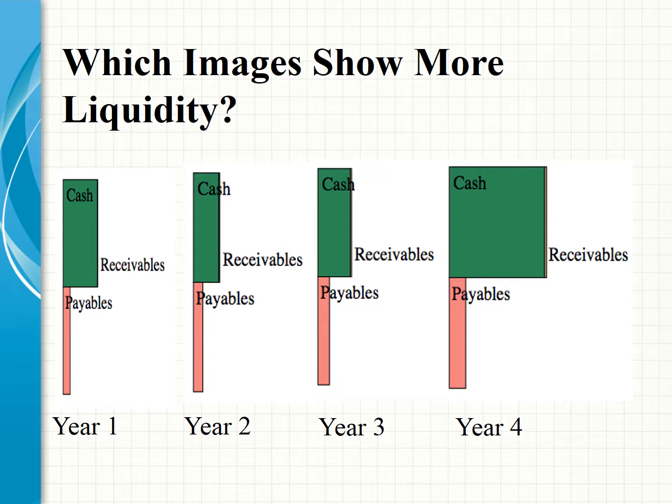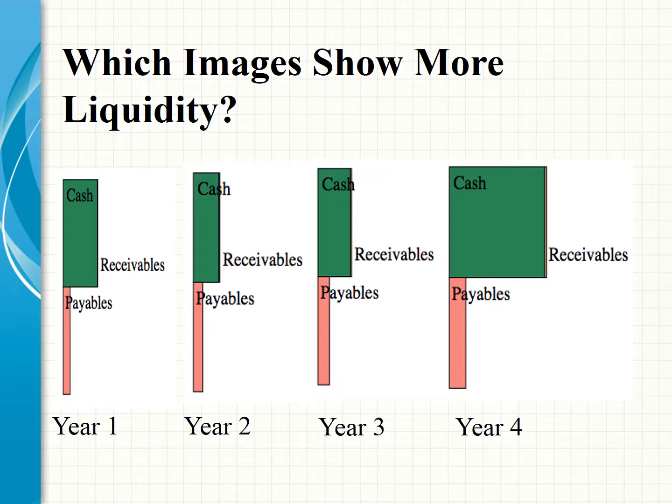Which images show more liquidity? This image here summarizes a business's assets and liabilities. If users want to know whether a business has enough cash, total assets, to pay upcoming bills, current liabilities, or not, they will need to look at this rectangular graph image.